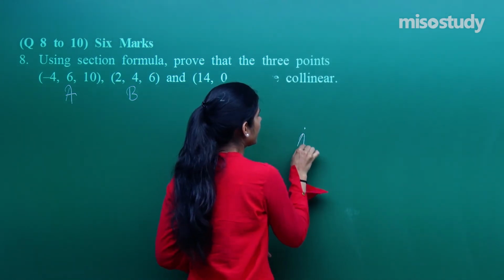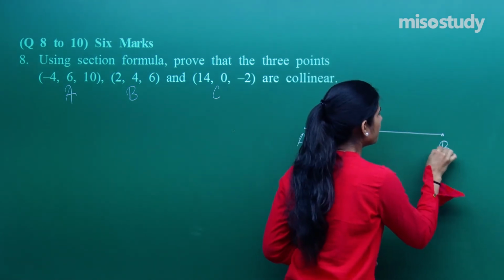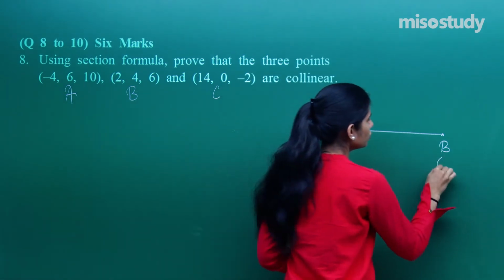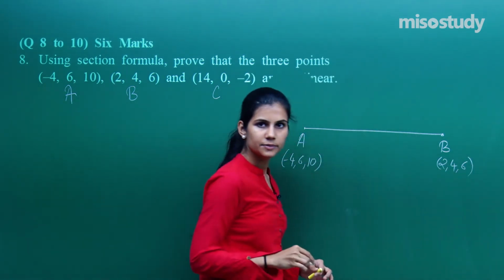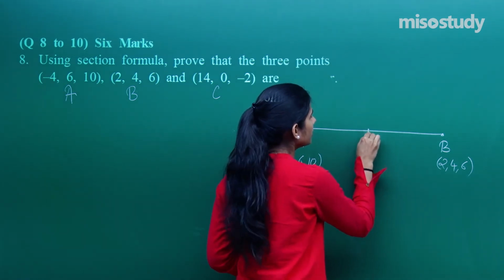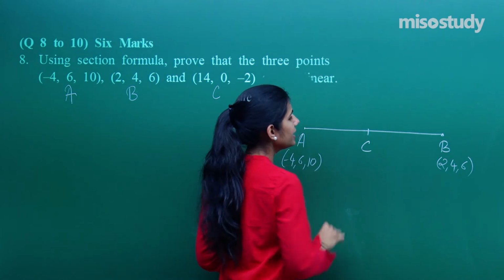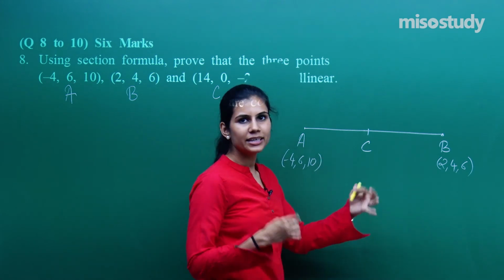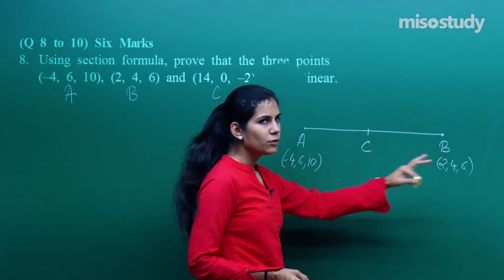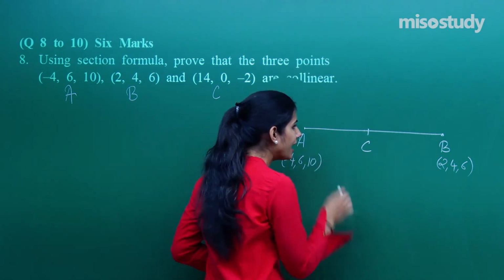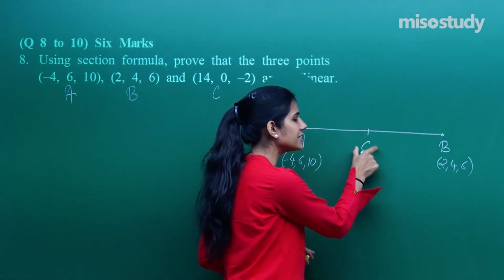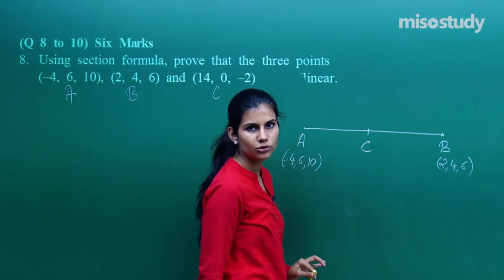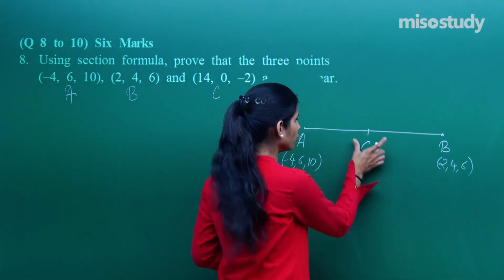So if I pick up A and I pick up B, I have minus 4, 6, 10 and here I have 2, 4 and 6. Suppose point C was lying over here somewhere between A and B, dividing AB segment in a certain ratio. Then C, A and B would have been collinear, right? My aim is this only. My aim is to somehow make C land somewhere between A and B so that I can conclude that C is dividing AB in a certain ratio, and with the help of section formula I get the proof.